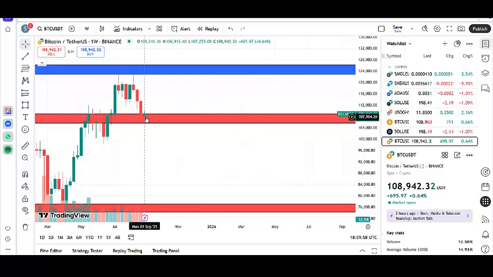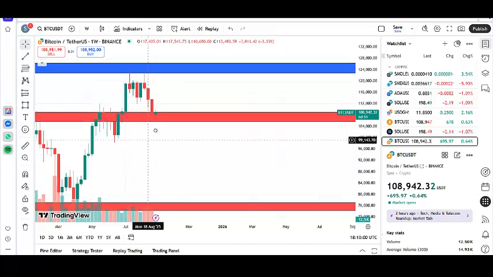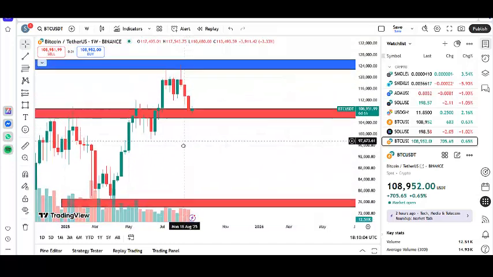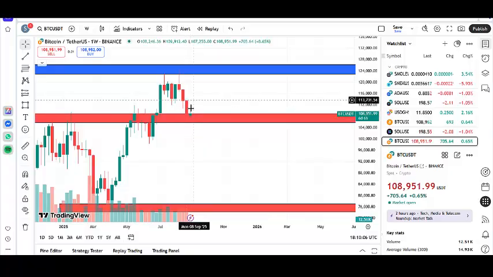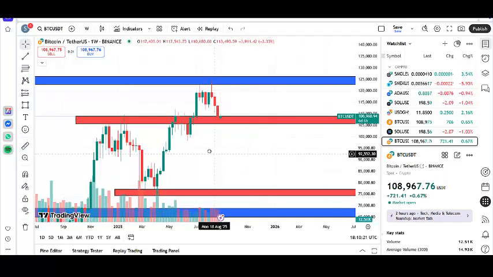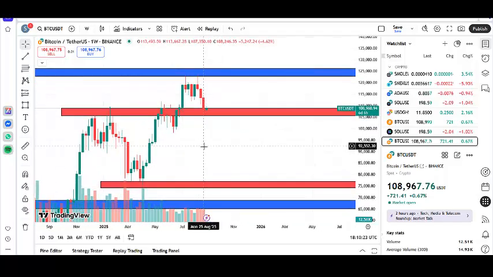But it looks like it wants to form a morning star candle formation, and then once the morning star candle formation is formed, maybe next week price will touch 123. Clearly it looks like that. So we are not in the bear season. People think that Bitcoin is turning back to the bear season. We are not in the bear season yet.